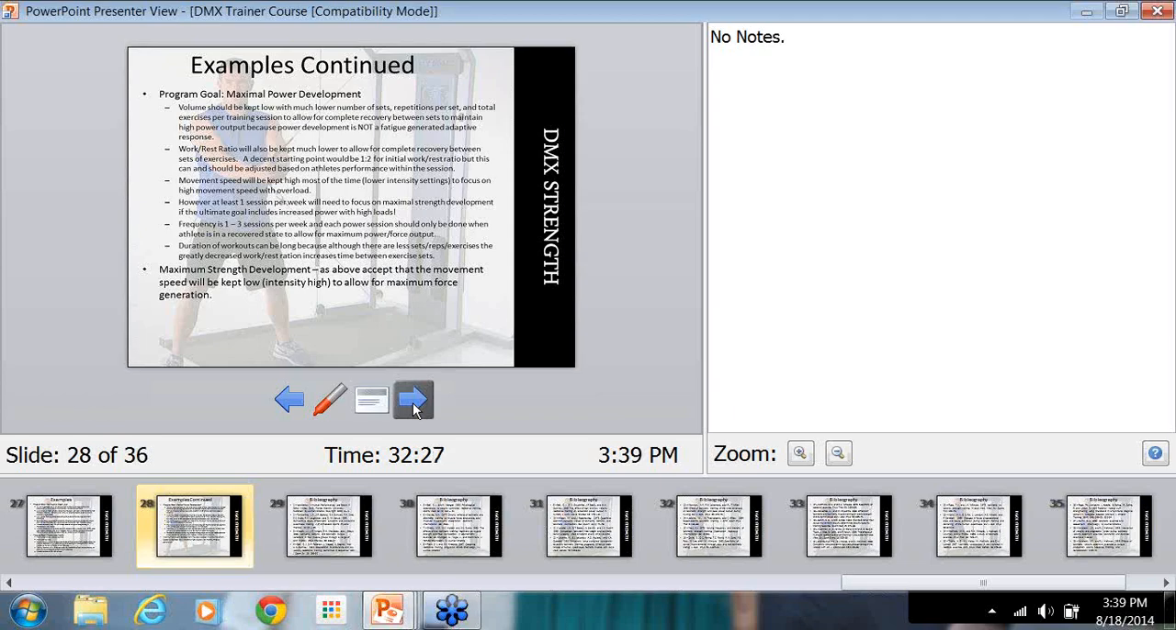Maximum strength development, if that's the goal, what program goal? As above, it's going to be pretty much like your power, but you're going to keep the movement speed lower or slower most of the time, which is to say the intensity high, to do 2 things. What's that going to do? It's going to allow for maximum force generation, which is really important if I'm looking for max strength, and it's also going to increase my time under tension to teach me to produce more force for longer periods of time there.